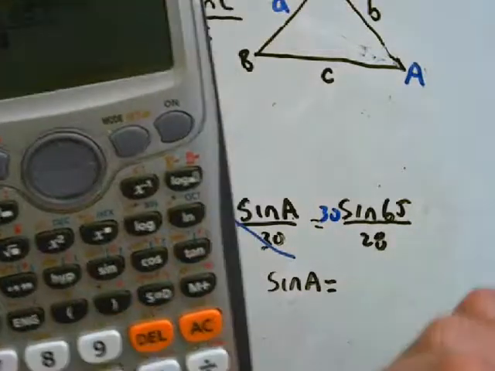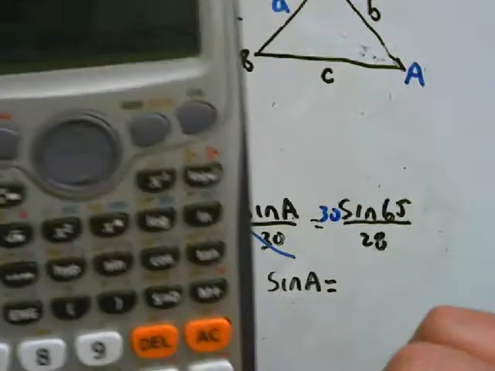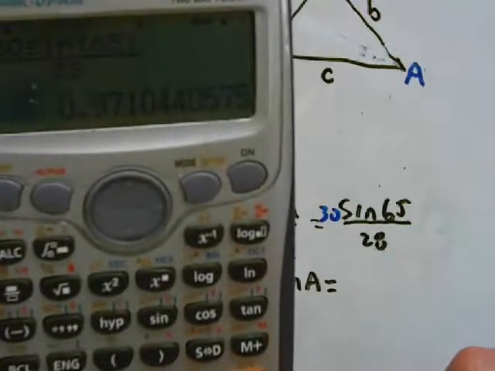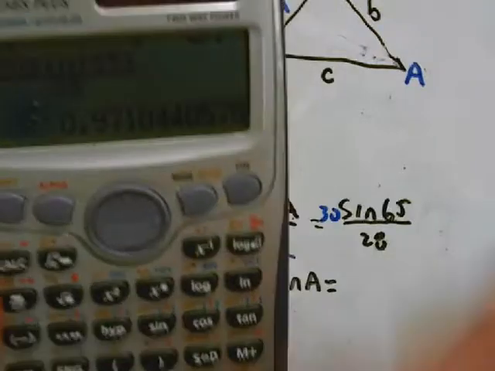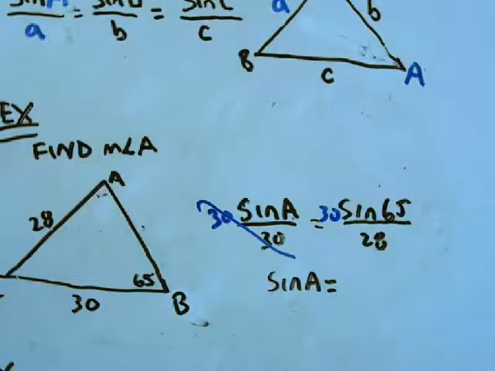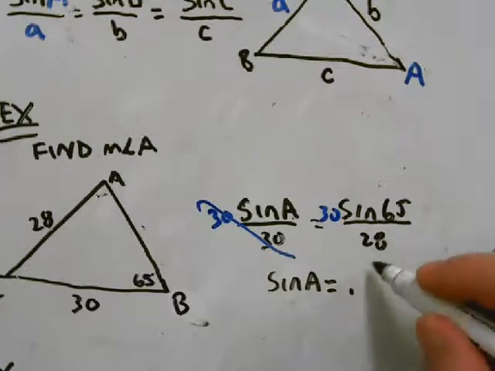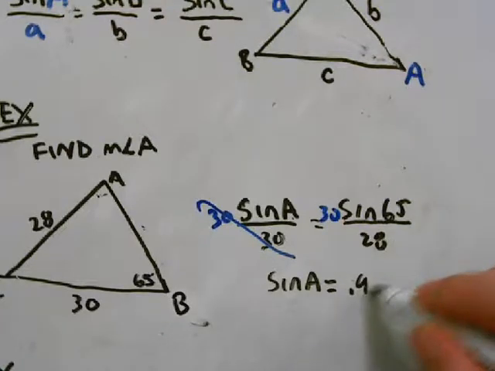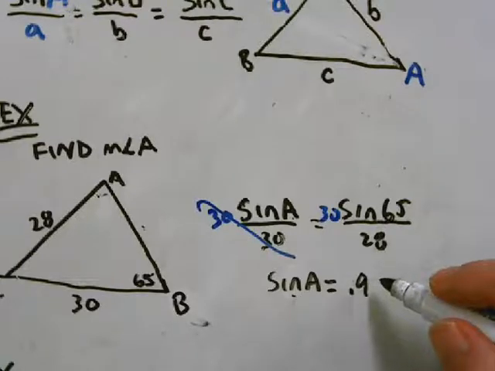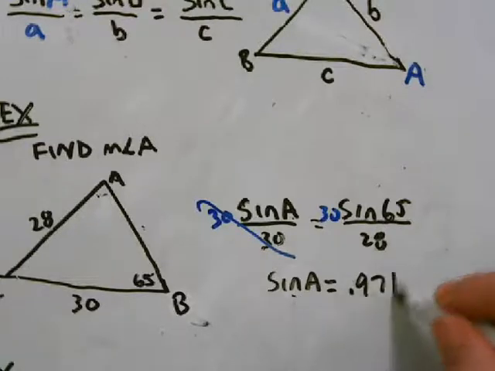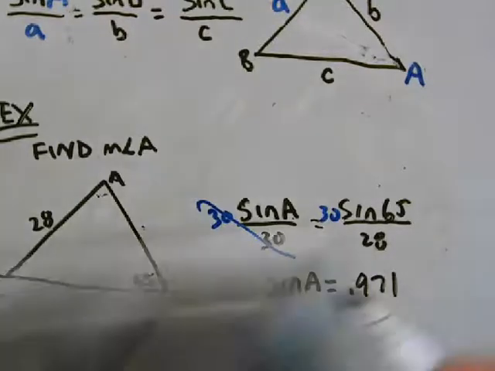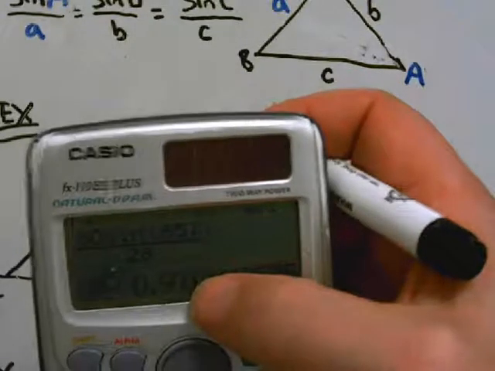So your answer is 0.97. Now that doesn't make any sense to you right now, but let's just write that down to show you where we're at. Basically what you're asking here is what angle has a sine with the ratio of 0.971. So what I would want to do here is take the inverse sine of this, because you're asking what angle has that in this equation right here.